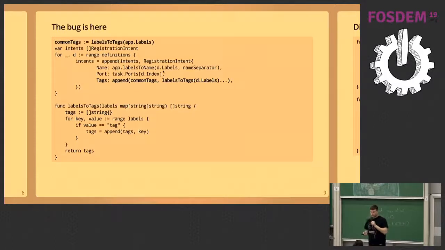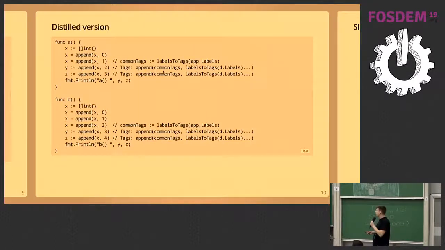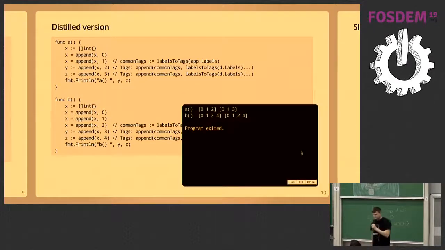I will unroll this for loop for you. So it looks like this. And you can guess what function A and function B print. I wasn't expecting this at the time. So what happened?